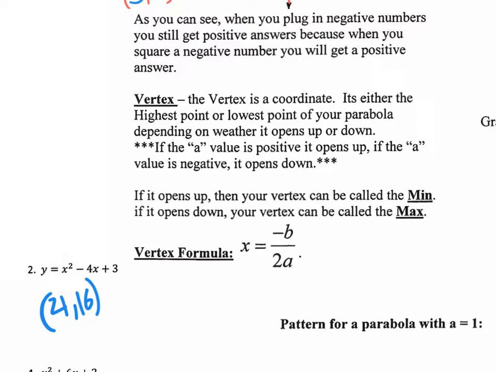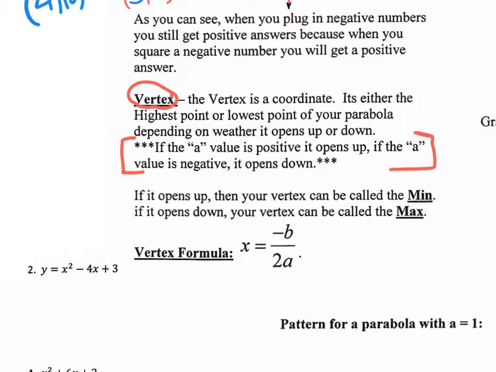Now let's go with the vertex. The vertex is a coordinate. Very important word, vertex. You have to know what it means, and you have to be able to calculate the vertex. The vertex is a coordinate. It's a location on the xy plane. It's either the highest point or lowest point of your parabola, depending on if the parabola opens up or down. So here's a very important fact that we need to understand and have in our minds always.